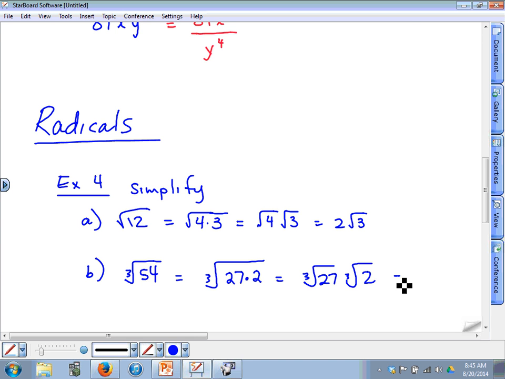Cube root of 27. Now cube root, for those who are wondering what a cube root is: it's something multiplied with itself 3 times. What times what times what? Same number multiplied 3 times equals 27. 3. So the cube root of 27 is 3. So this is 3 cube roots of 2. Okay?